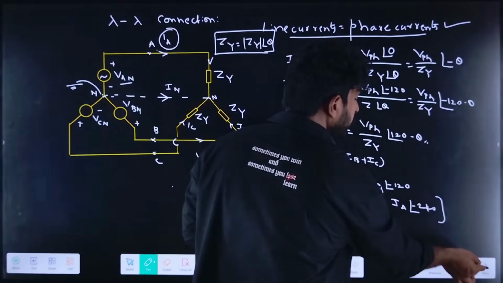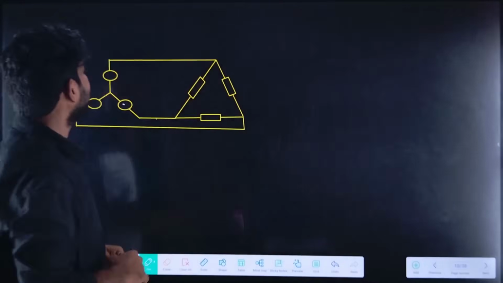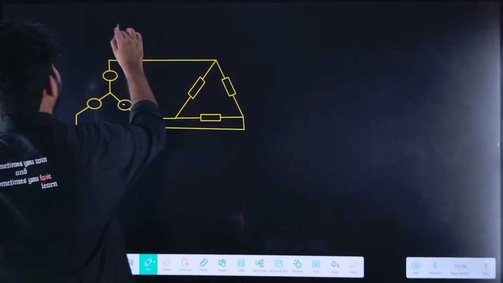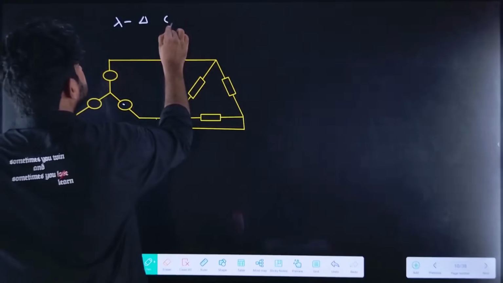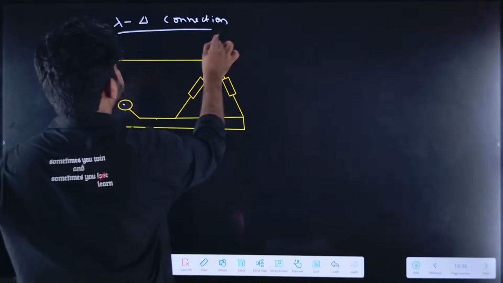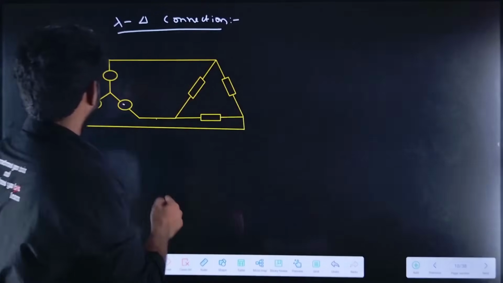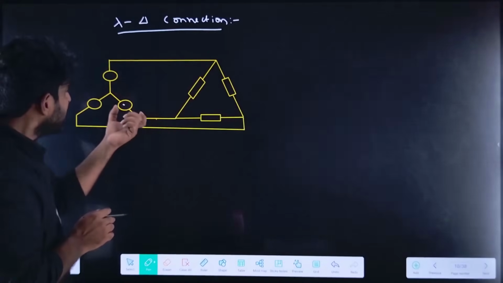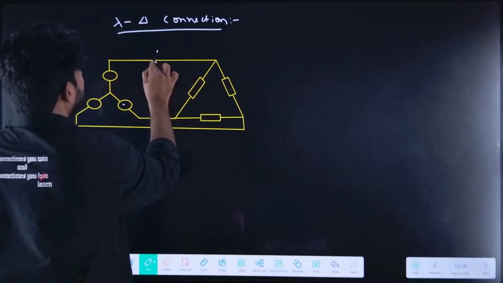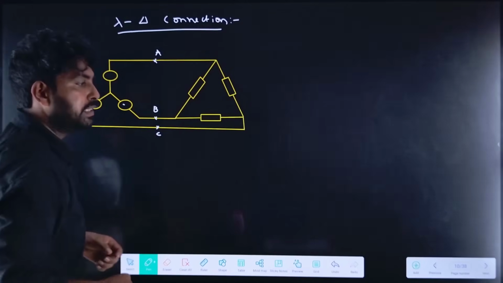Now let us see the second case, which is the star delta connection. Now let me mark the terminals. What is the star delta connection? The source is the star and the delta is the load. So let me mark the terminals: A terminal, B terminal and C terminal.